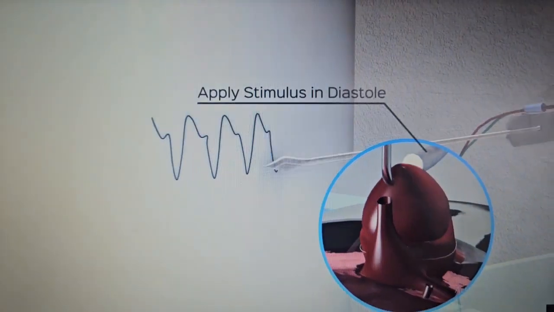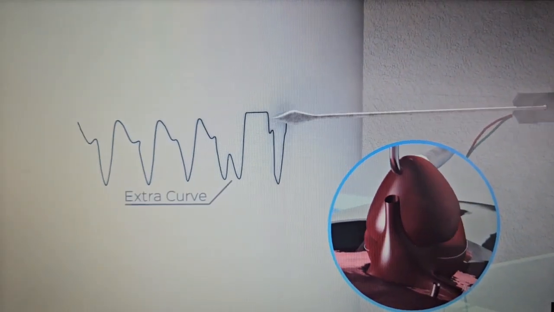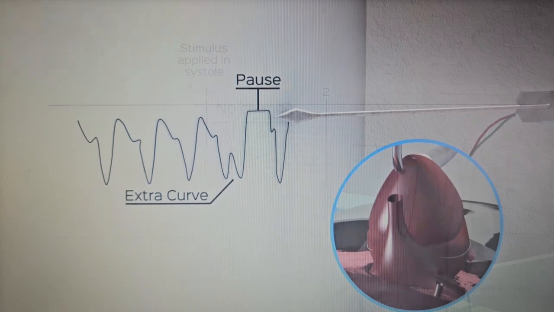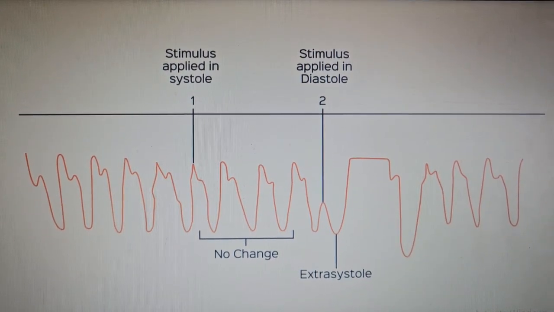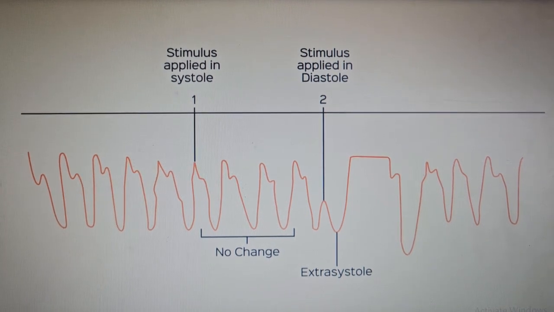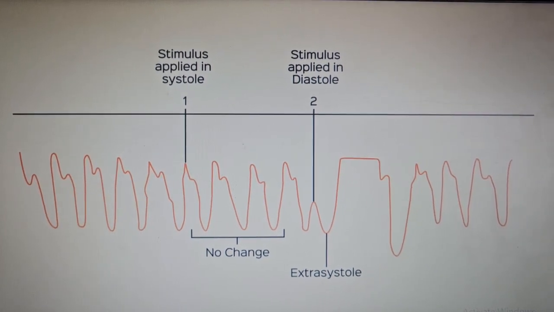When we apply the stimulus during diastole, we can see that there is an extra curve in the graph followed by a pause. This is because the stimulus generates a premature contraction or systole in the ventricles. This is called an extrasystole. The extrasystole is followed by a compensatory pause.